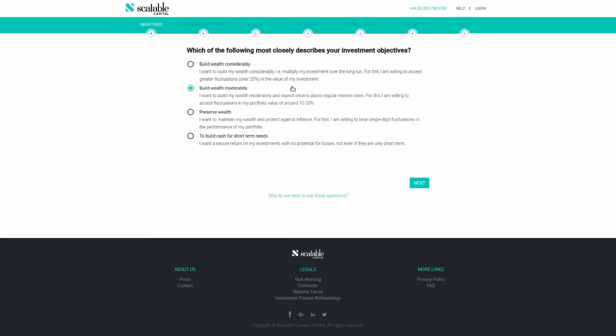So here's the onboarding process for Scalable Capital. It launches straight into the risk questionnaire. The option I've chosen is to build my wealth moderately. Now, a key part of their approach is that it's risk-based, so you have to say what size of fluctuation you're willing to consider. The greater the return you want, the greater the risk you have to tolerate. For the highest risk category, you have to accept 20% fluctuations in the value of your investment. I'm getting on a bit, so I chose 10 to 20%.